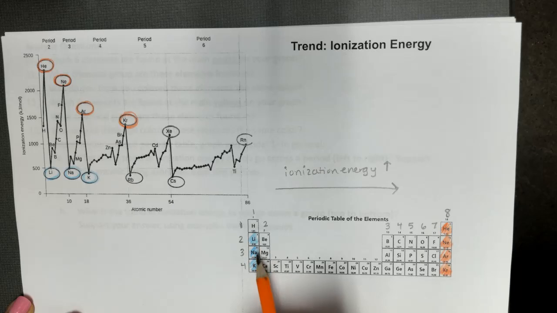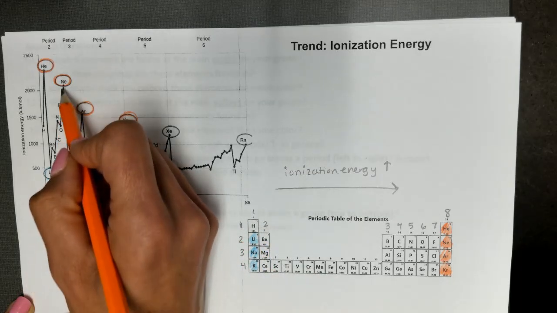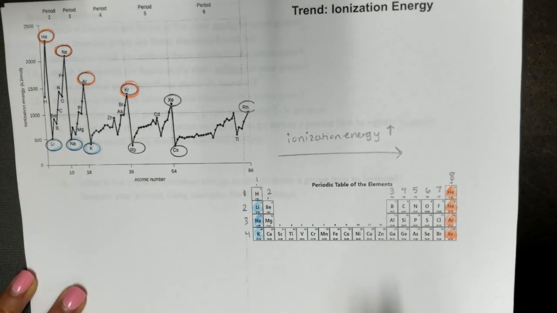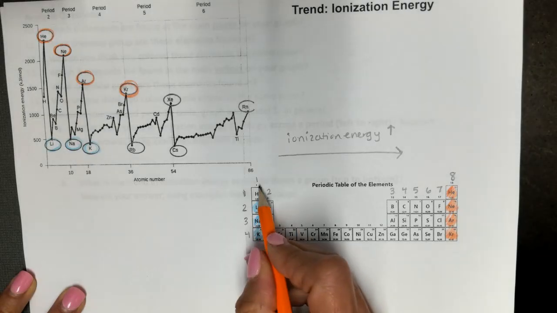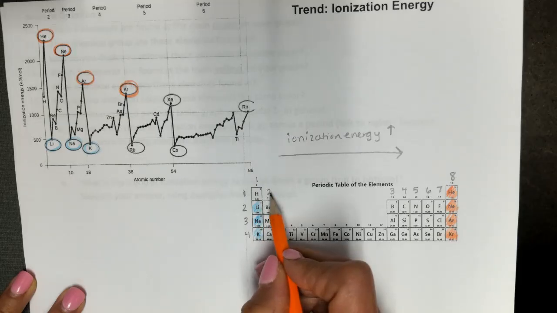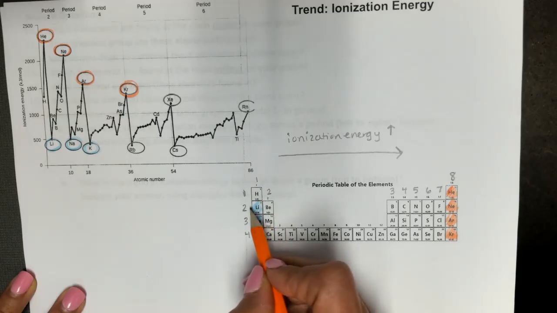Lithium is in group 1. It only has 1 valence electron. So it's not being held as tight to the nucleus as, let's say, neon, which has 8 valence electrons. So this 1 valence electron is just not going to take as much energy to get it to lose that electron. Okay, it's just not as tightly held.